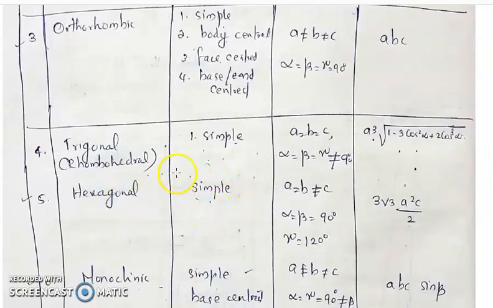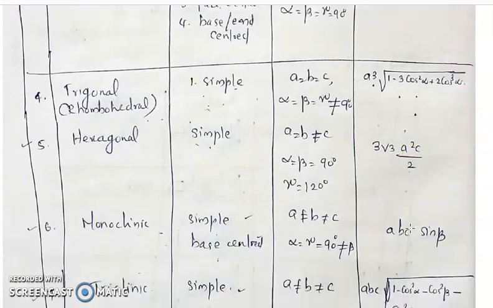So it consists of only one type of hexagonal structure, that is simple, in which a is equal to b, not equal to c, alpha equal to beta equal to 90 degrees, and gamma is equal to 120 degrees. This is the hexagonal structure in which the volume is equal to 3 root 3 a square c divided by 2.